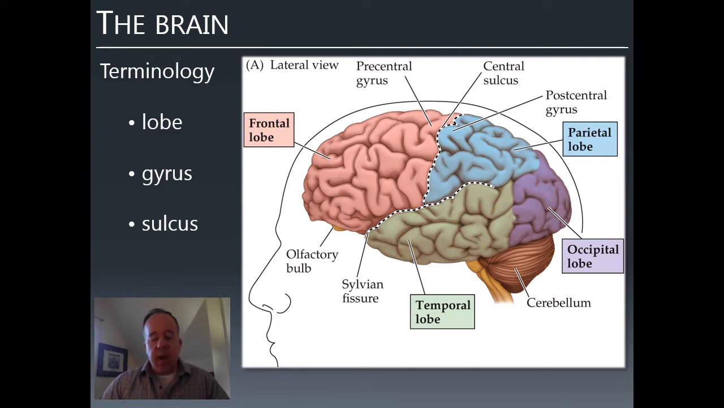Also, and you can't see it on this diagram, unfortunately, because we're looking from the side, there is a fissure that divides the left hemisphere from the right. So it sort of runs down from the very front to the very back of the head and divides the brain into left and right hemisphere. So it sort of runs down the middle. And that's called the longitudinal fissure.